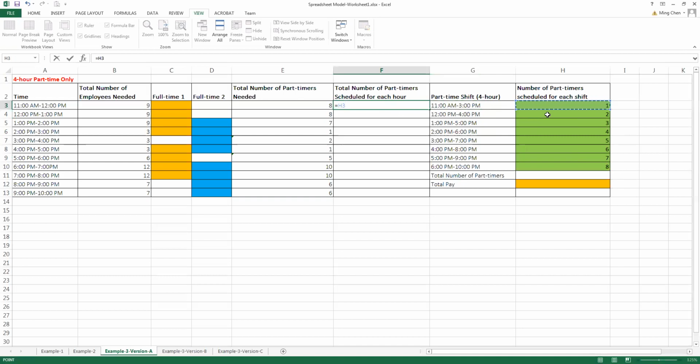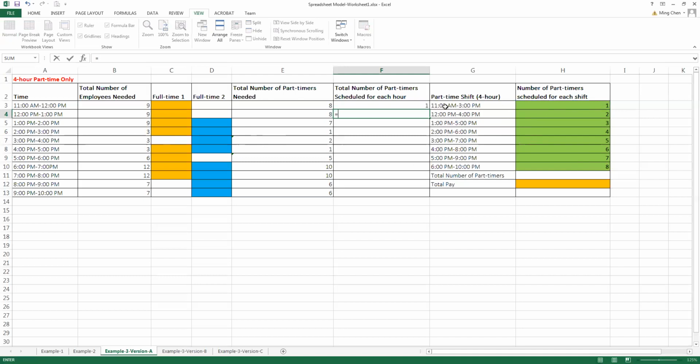Will anybody else be working from 11 to 12? If you check the other shifts, you can see no. This is the only person working from 11 to 12. Let's look at the second time period, from 12 to 1. Look at these possible shifts. Who will be working from 12 to 1?